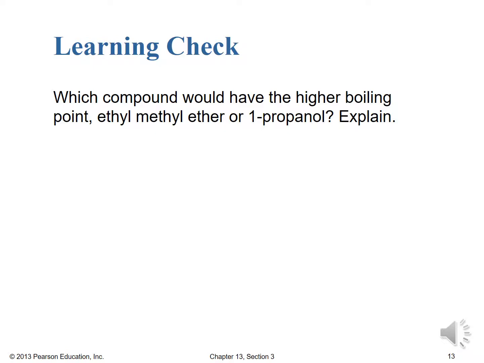So in this first learning check, which compound would have the higher boiling point, ethyl methyl ether or 1-propanol? And please explain your answer. So stop the video here while you think that through and start us back up when you're ready to check your answer.